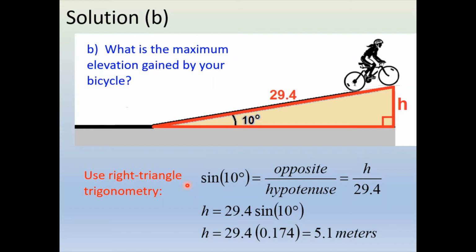So using right triangle trig, the sine of theta, the sine of 10 degrees, is the opposite over the hypotenuse. The opposite is h. The hypotenuse is 29.4. Therefore, we can now solve for h, which is 29.4 times the sine of 10 degrees. So this is 29.4 times 0.174, and that turns out to be 5.1 meters. So that is her elevation gain, or her altitude now is 5.1 meters above the original height of the road down here.